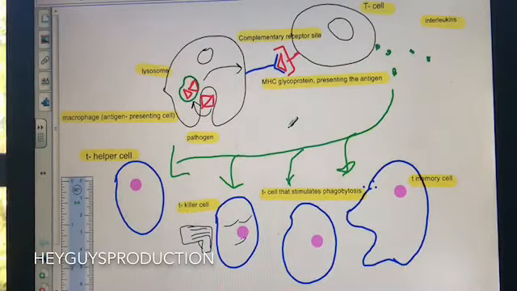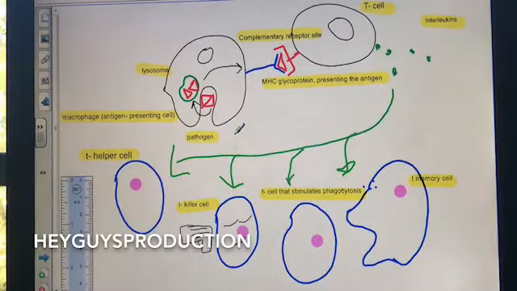So this is a diagram of the overview of the cell-mediated response, and it involves T cells. The T cells develop in the bone marrow but mature in the thymus gland. This response doesn't involve any antibodies and is only used when there's a change to a particular cell, such as if there is a virus infection or a cancer developing.